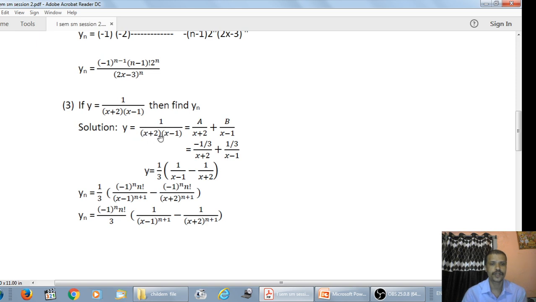Now this is the given function. Please observe the denominator is a factorization of linear factors. It is a product of linear factors. So first of all, split this function by using partial fractions. We already know this.